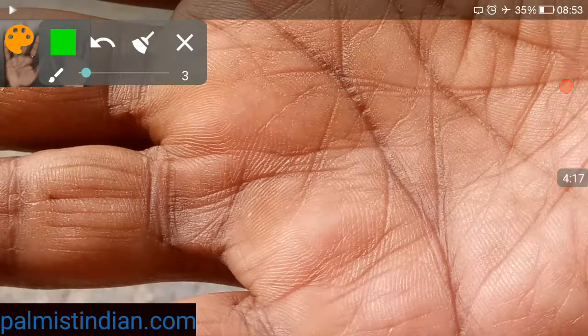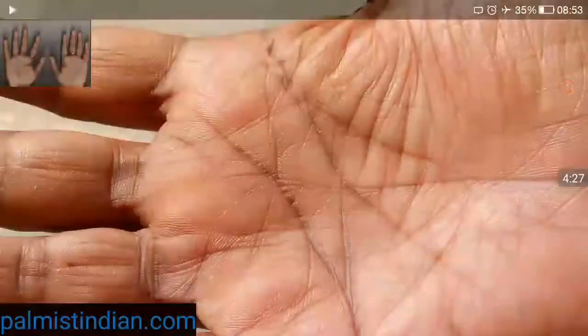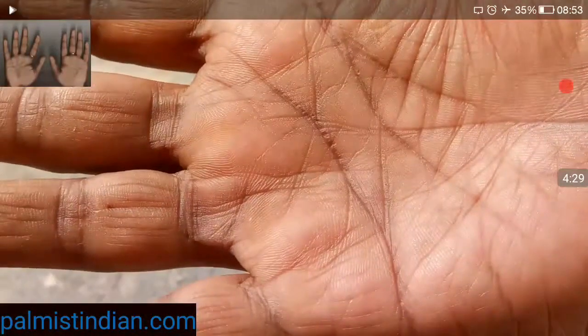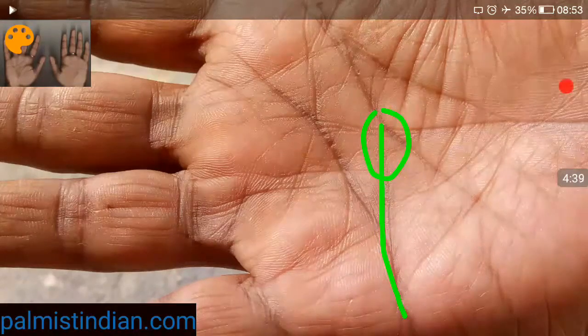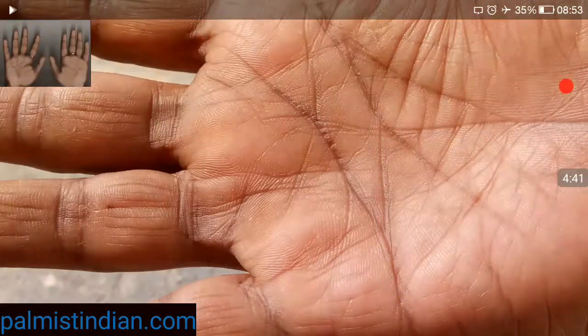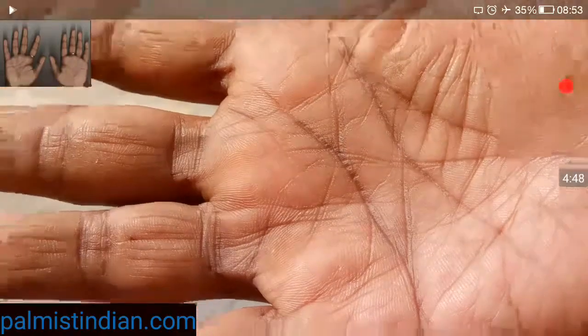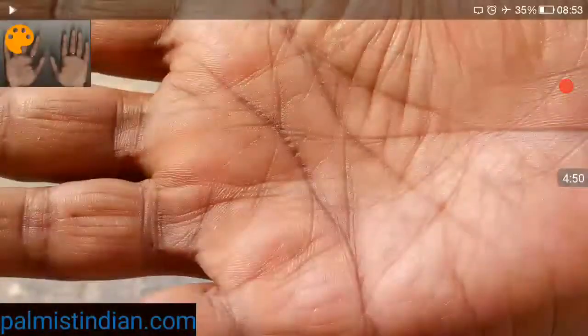As far as his love life goes, he has had one divorce, so probably this is why, and the relationship didn't work out. That's the reason, probably. There's a break, and the line from the heart line is going and touching the headline. So this is not a good indication. But as far as his work goes, right now he is aged 45.